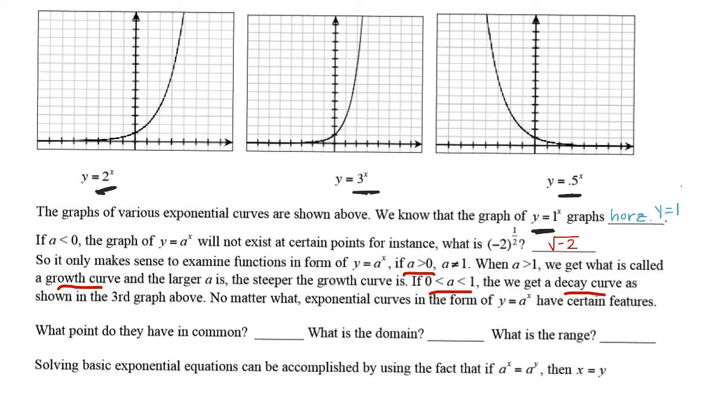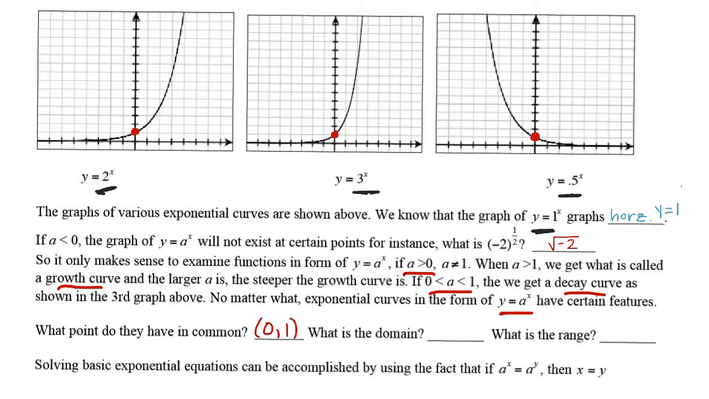No matter what, exponential curves of the form y equals a raised to the x power do have certain features. There are some things that do not change. One of those things would be a point that they have in common. If you look at the graphs, notice that the graphs all have this particular point in common, and even over here, when our base is between 0 and 1, that point is still in common. So the point they would always have in common would be the point (0, 1).